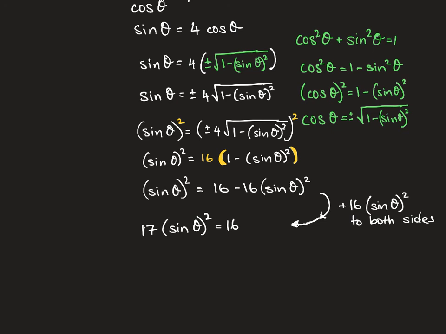So you can see that I've subtracted 16 lots of sine theta all squared from both sides to give me 17 lots on this side. Now I'm going to get sine theta squared by itself. I'm going to divide both sides by 17 and then I'm going to square root. So dividing both sides by 17 gives us 16 on 17, and when you square root both sides, you get positive and negative the square root of 16 on 17.